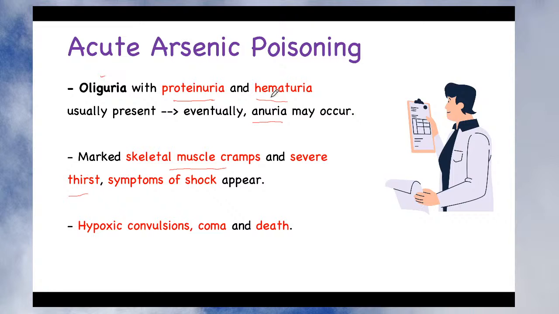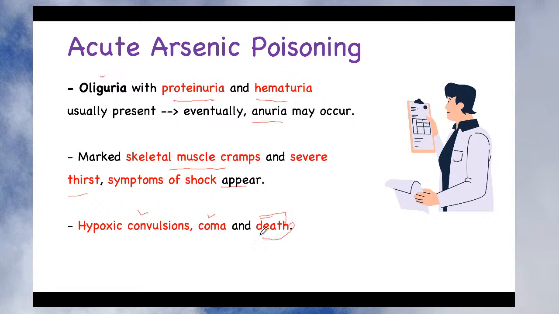The symptoms of shock will slowly start appearing. As the dose of mercury increases, it may progress to different levels of symptoms with the arsenic poisoning. In addition, patients show hypoxic convulsion, they may go into coma, and in very severe cases, the patient may suffer death. So there is a possibility of death of the patient.